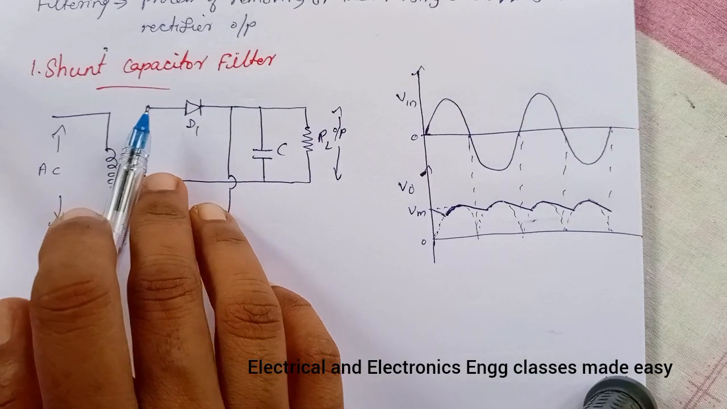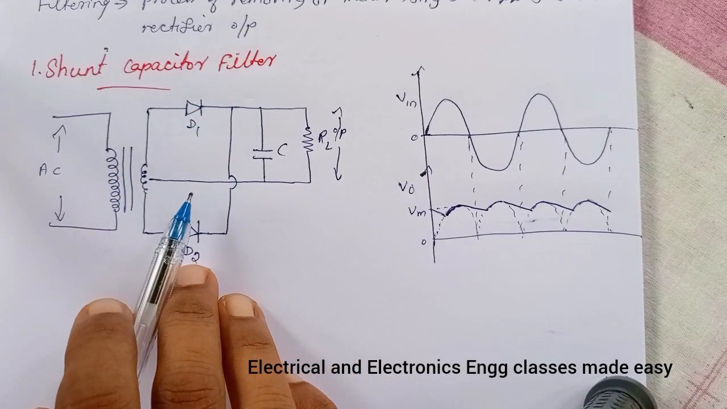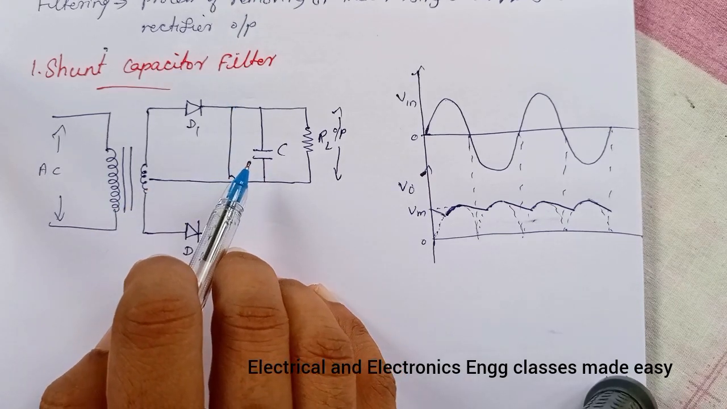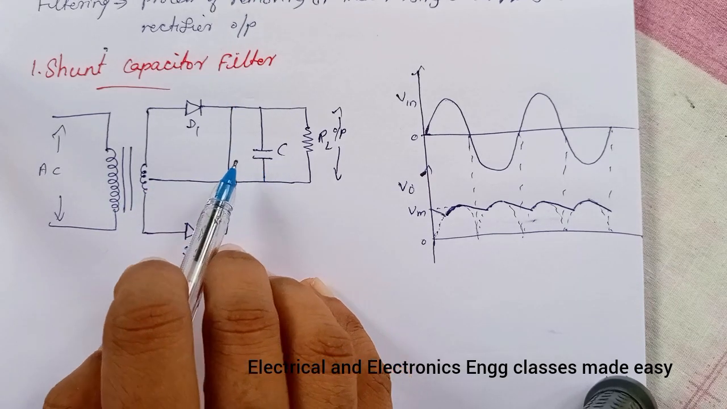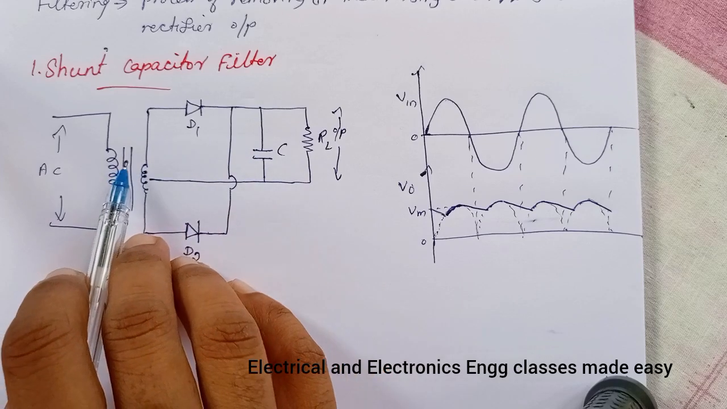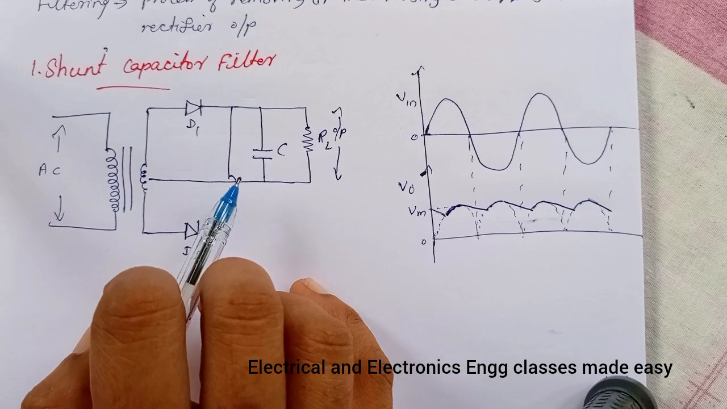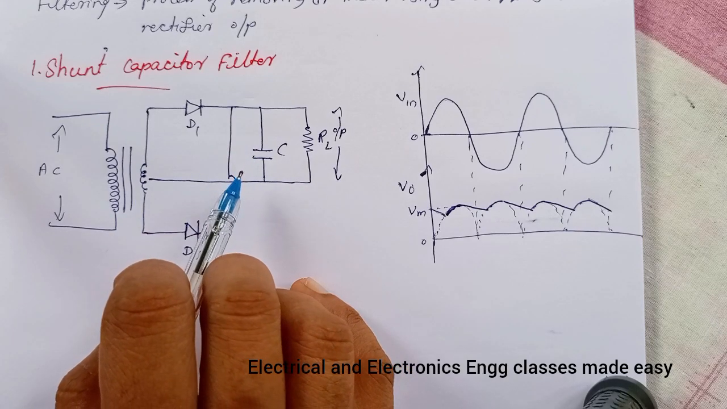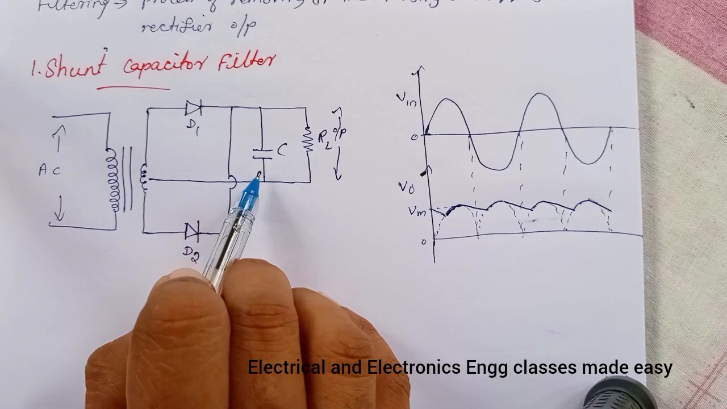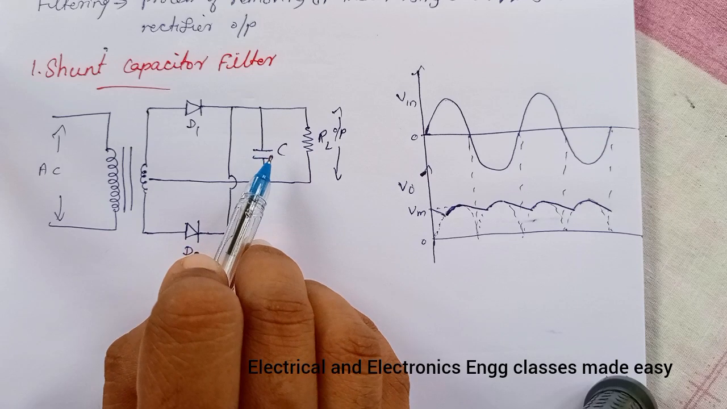First one is the shunt capacitor filter. This is the simplest filter circuit, with a high value capacitor connected across the load resistor. The capacitance offers low reactance to the AC and high reactance to DC. A small ripple voltage will be available at the output. And the capacitor has the property of storing the charge for more time.